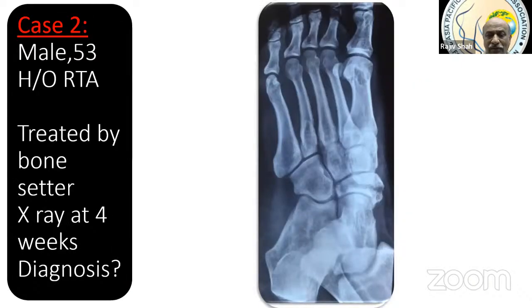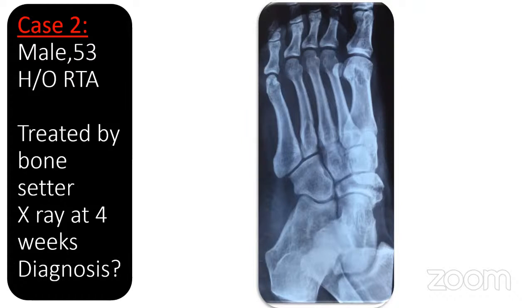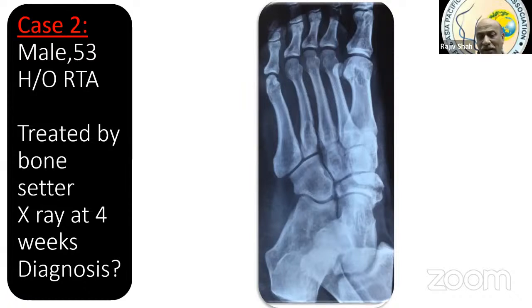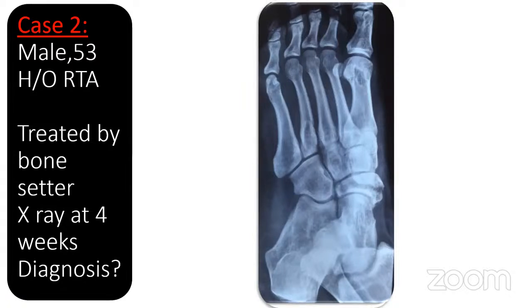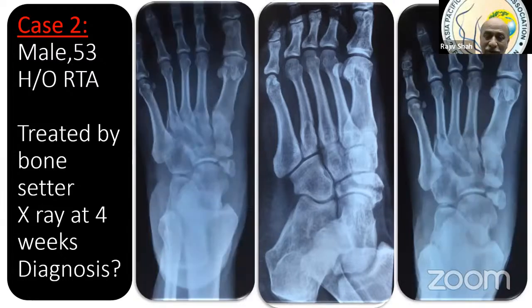Okay. Now, this is a case where a 53 years old male who had a road traffic accident was treated by bone setter, and this was the x-ray at 4 weeks. Diagnosis? So can I have fourth metatarsal? Yes, agreed. Anything else? So there is a fracture along the navicular tuberosity. I need a proper AP X-ray. Proper AP view, yeah. That's fantastic. That's what I wanted you people to come out with.